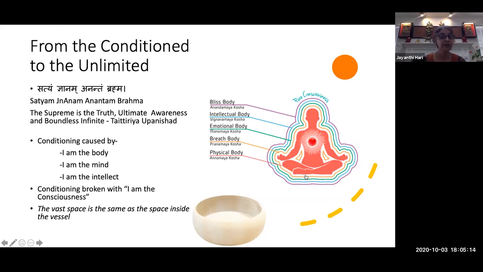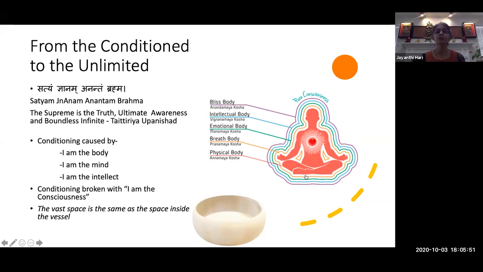Now, there are five sheaths. This is from the Taittiriya Upanishad again. The Upanishad says that we are actually made up of five sheaths. You'll see the diagram on your right. The gross body, as they call it, is the Annamaya Kosha, which is composed of the essence of the food that we eat. Then you have the Pranamaya Kosha, which is composed of the five airs. They call it the vital sheath, and it helps with the physiological functioning of the body, metabolism, etc.